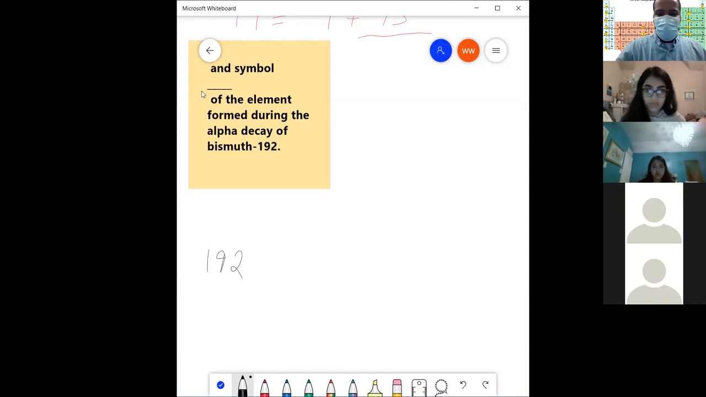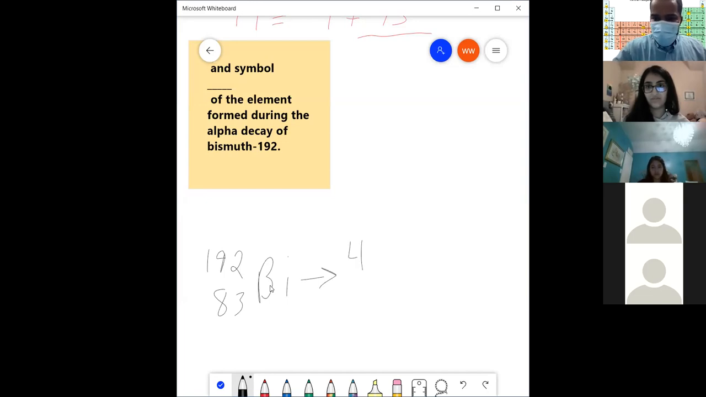We need to find the symbol and the atomic number for bismuth. Ooh, that's a unique one. I don't think I've used that one before. So I'll help out on this one. Bismuth. Okay. The atomic number is 83. Symbol, Bi.